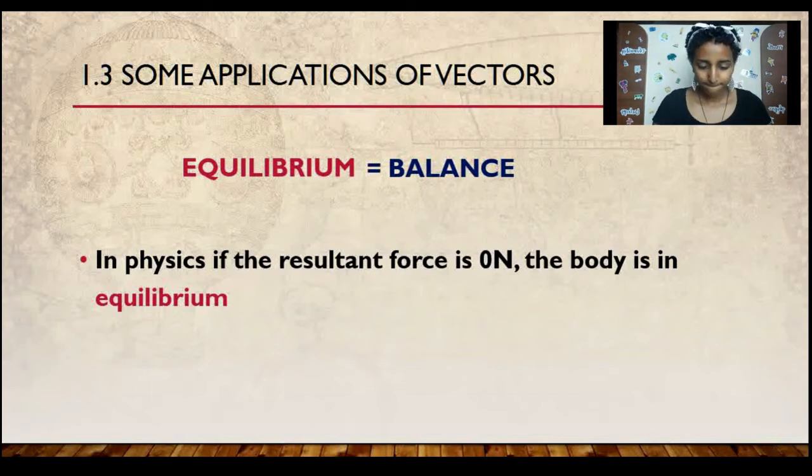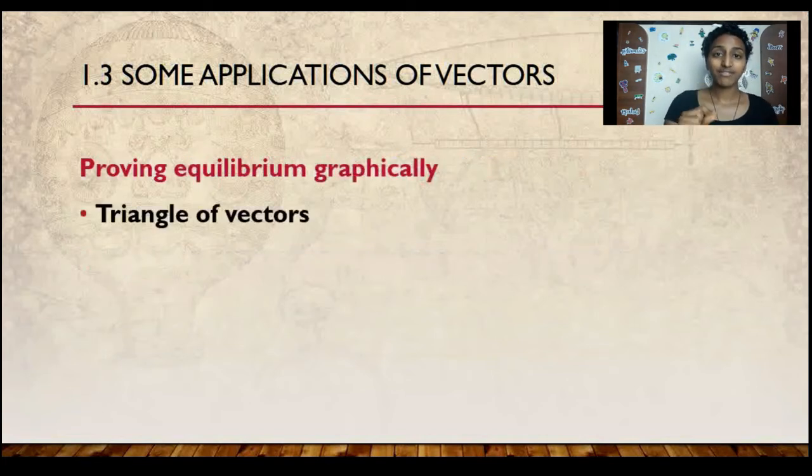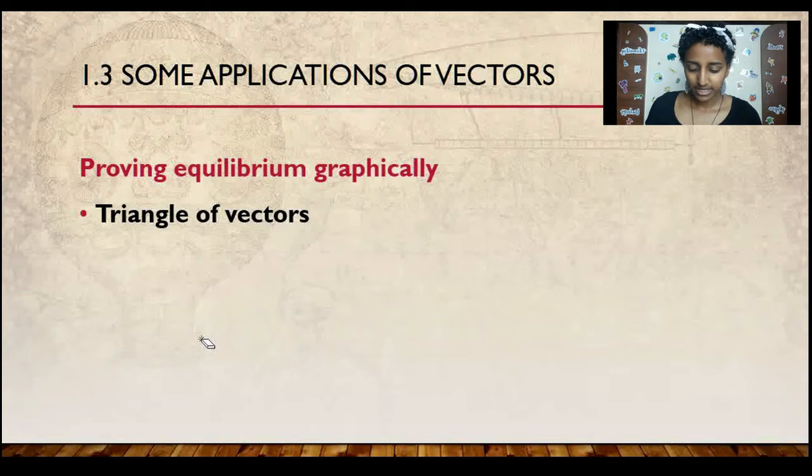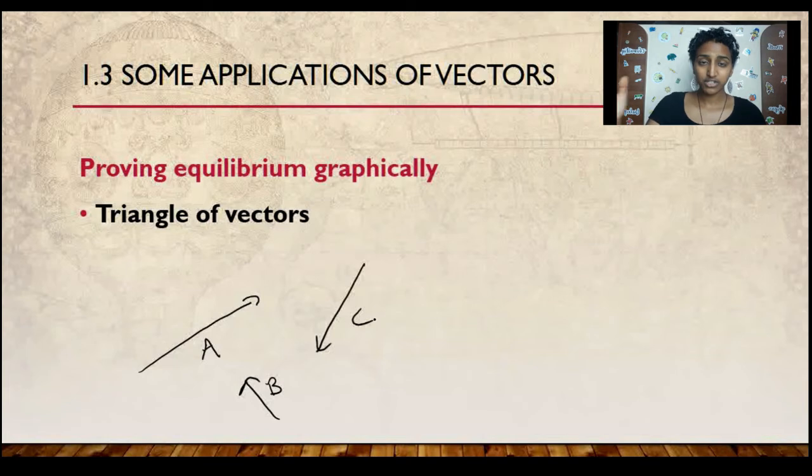Now, if you want to prove an equilibrium graphically, we use something called the triangle of vectors, okay? Let's say we have three vectors. Let's say one is going this way, vector A, and one is going this way, vector B, and the final one is going this way, vector C. So this is what I mean. These vectors are going in crazy different directions. But I can prove to you that if all these vectors act on one point on one body, the resultant will be 0, or the body will be in equilibrium. How do I do this?